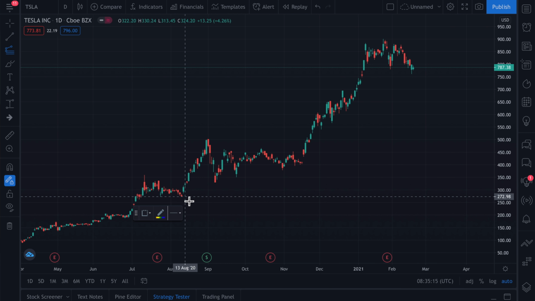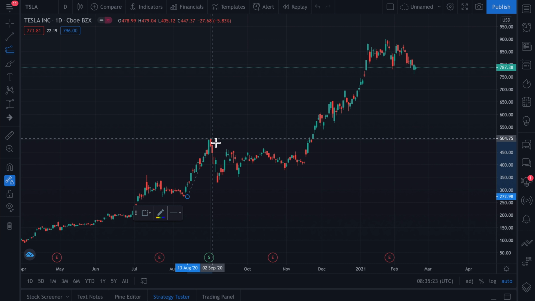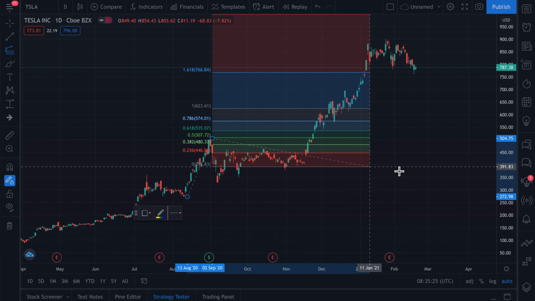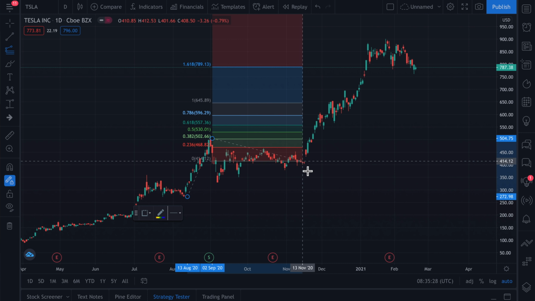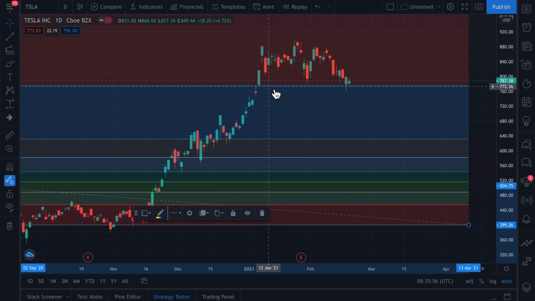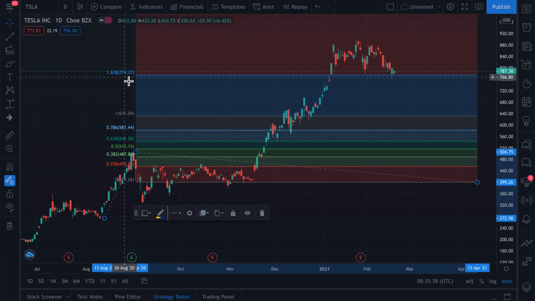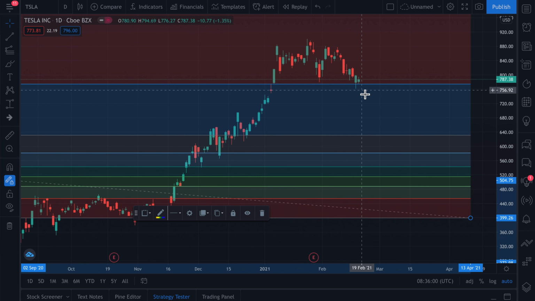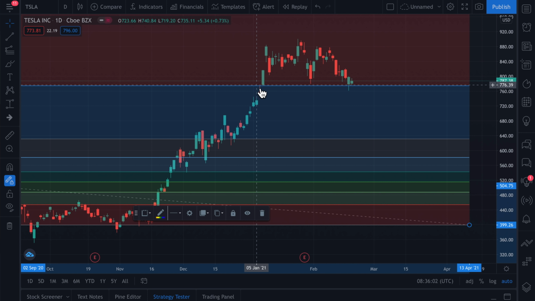You take the base of the push, before the push upwards, you take the base of the push to the top of the push and back down to the retracement level. So this is the retracement level. I'm going to extend it outwards. This support line is at $774, same as where I drew the support line previously.